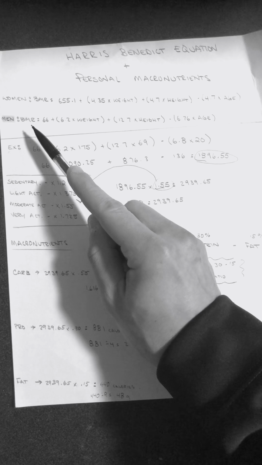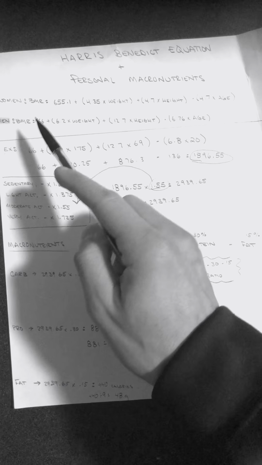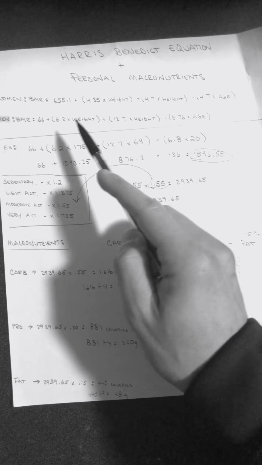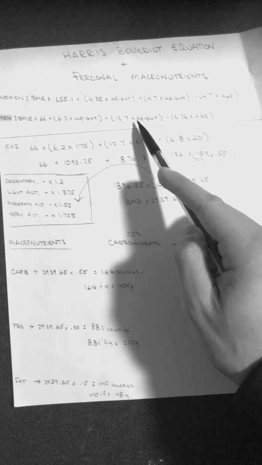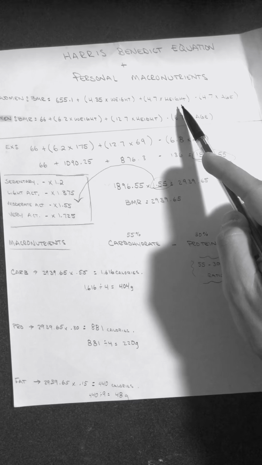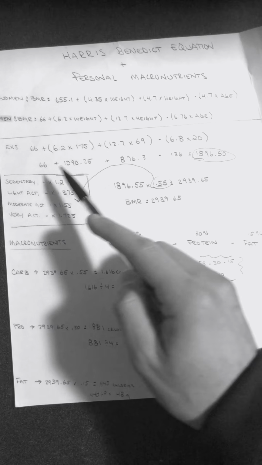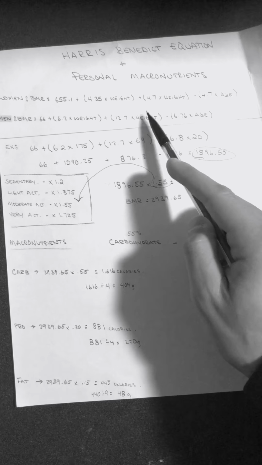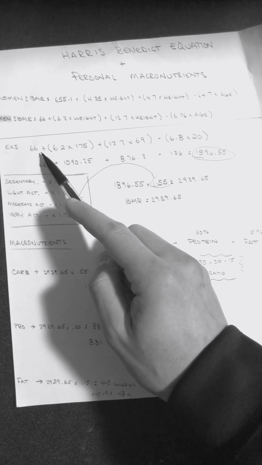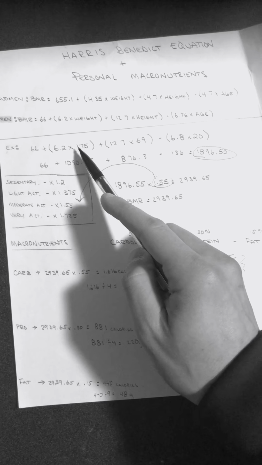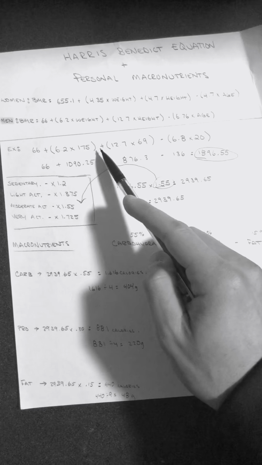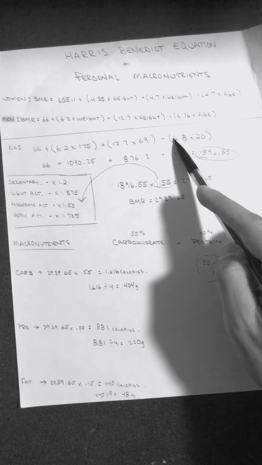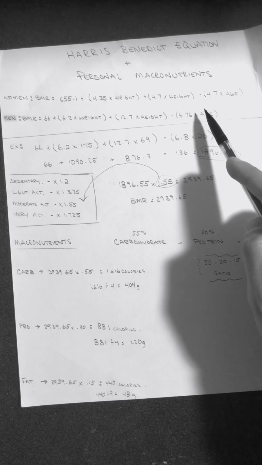BMR stands for basal metabolic rate, which equals 66 plus 6.2 times weight in pounds plus 12.7 times height in inches minus 6.7 times age. Like I said, we're going to use me, so we plugged in my numbers for the example. 66 plus 6.2 times 175 pounds plus 12.7 times 69 inches minus 6.8 times 20 years.